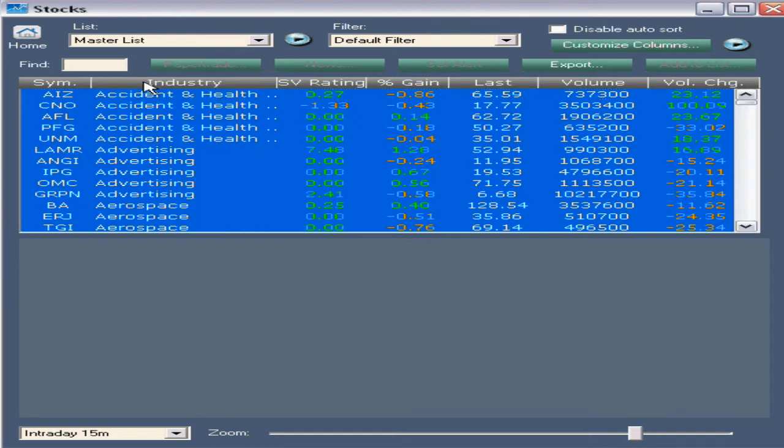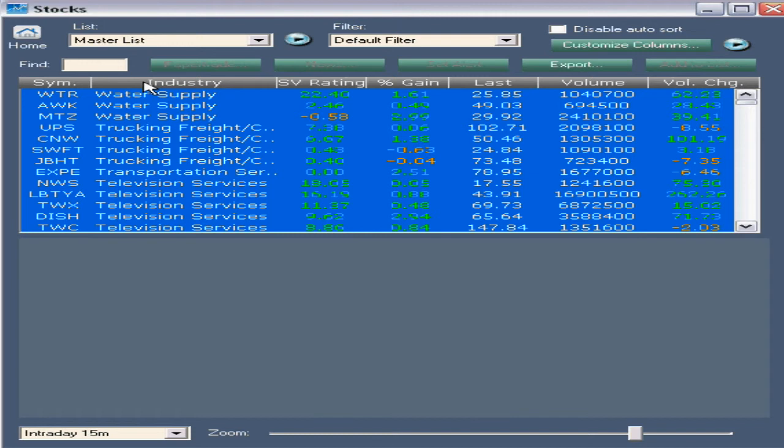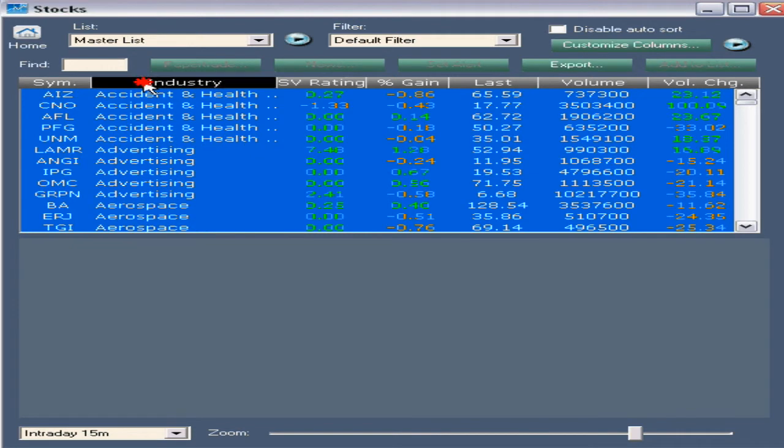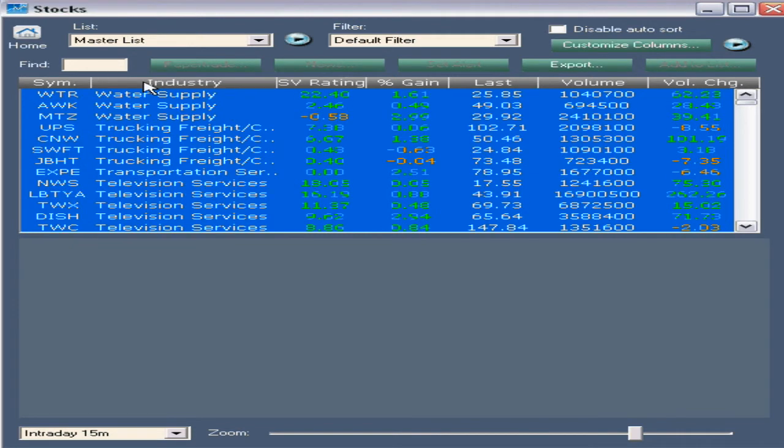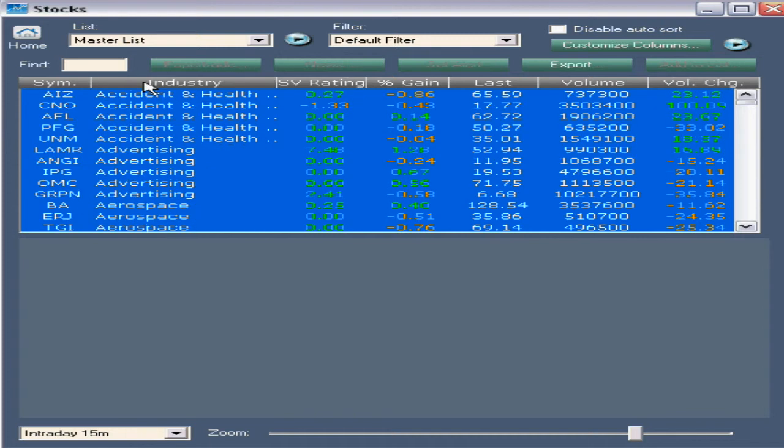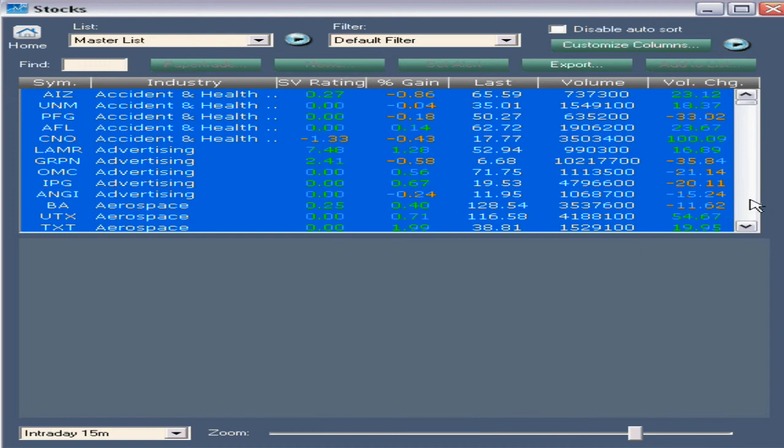The columns, which are customizable by the way, can be clicked on, and you can sort ascendingly or descendingly when you click more than once. So right there I'm sorting from high to low, and there I'm sorting from low to high. I'm doing the industry column, by the way. The industry tells you what group the stock is in.